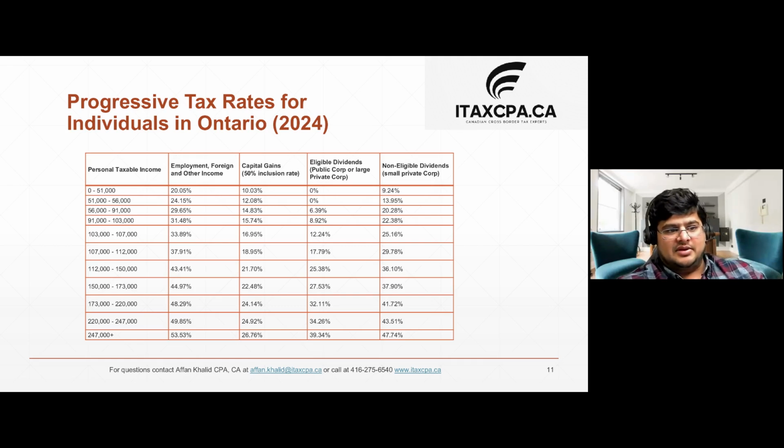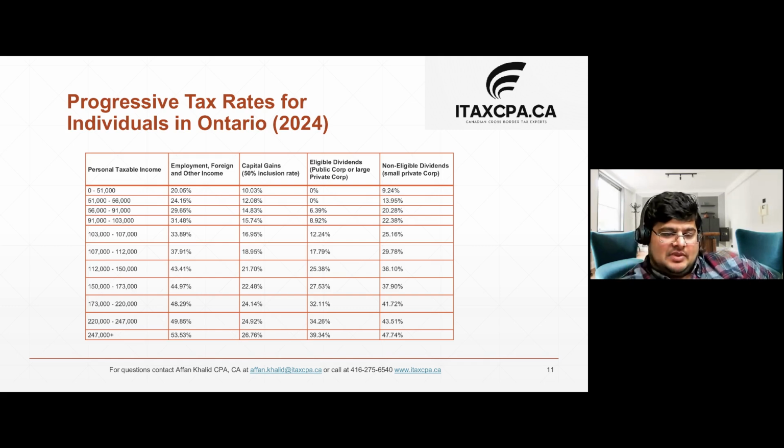If I am in the $100,000 bracket, say, and I'm subject to 31% tax on other income, then if I'm earning capital gain income in that tax bracket, I will be paying about half of that. So you can see capital gains is just half of my other income.